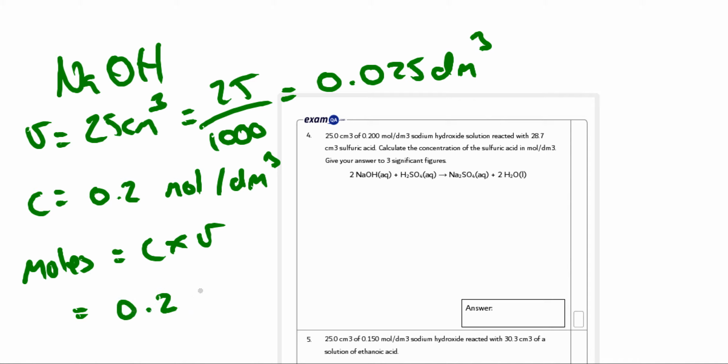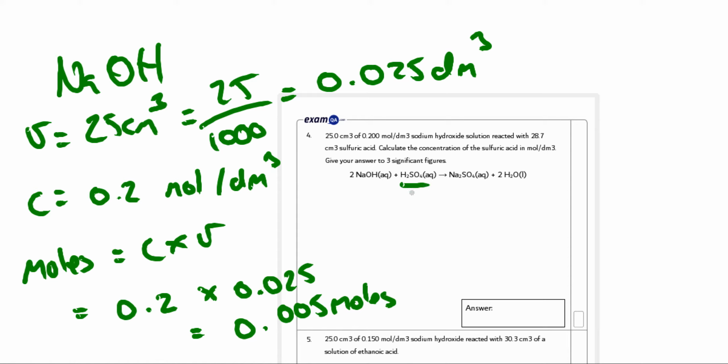0.2 times 0.025, and that gives you an answer of 0.005 moles. From here, the next step is to look at the molar ratio. So we're trying to find sulfuric acid. So sulfuric acid in this situation is going to be H2SO4.